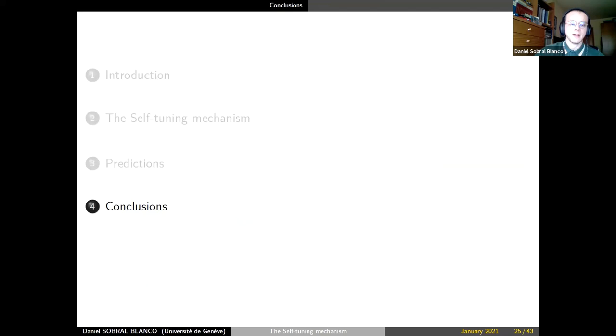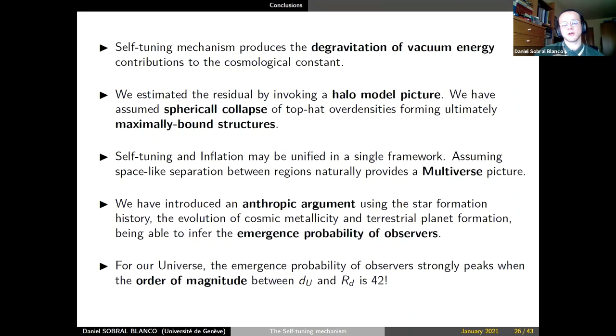But let me first give some conclusions here. So we have seen that the self-tuning mechanism screens the gravitation of vacuum energy contributions to the cosmological constant, an important thing, solving the old cosmological constant problem. We have estimated the residual by invoking a new picture of the universe, a Hall model picture, where we consider matter is separated in different patches, and we assume that the evolution of these matter patches is basically described by a spherical collapse of top hat overdensities that form ultimately maximally bound structures. And we live in one of these maximally bound structures, which for our case, some simulations tell us is basically the set formed by the Milky Way, our galaxy, and Andromeda, our neighbor galaxy.